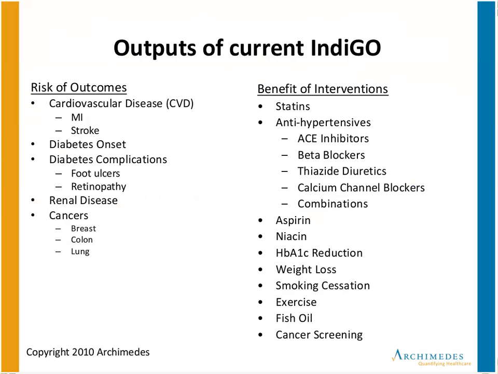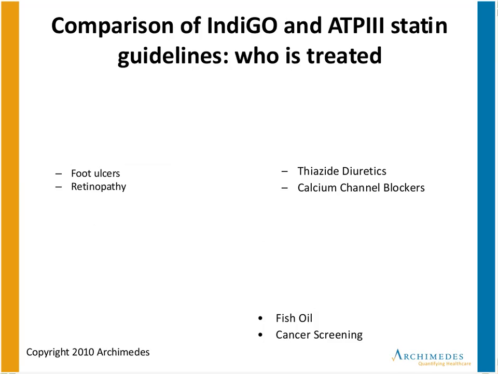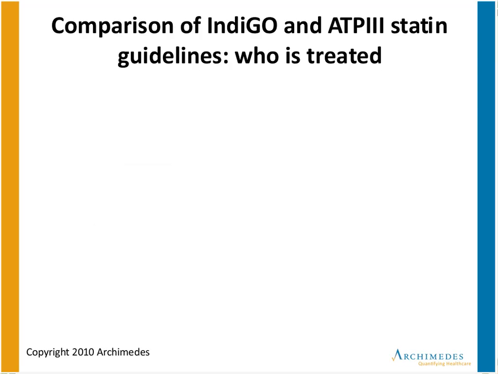This is a more detailed list of the outputs of the current tool. So we calculate the risk of the health outcomes that are listed on the left-hand column. As you can see, cardiovascular disease, diabetes, complications, renal disease, and then the risk of cancers of the breast, colon, and lung. And then on the right are the lists of the interventions that we then simulate for these particular patients. So we calculate the benefits from statins, a variety of antihypertensives, as you can see, medical interventions, as well as certain behaviors like weight loss and smoking cessation. One thing that's important to note is that we are constantly able to add new interventions as we develop the tool, and we're also adding new diseases into the tool, so it becomes a more complete clinical decision support tool.